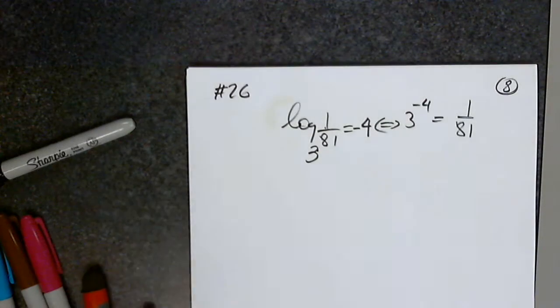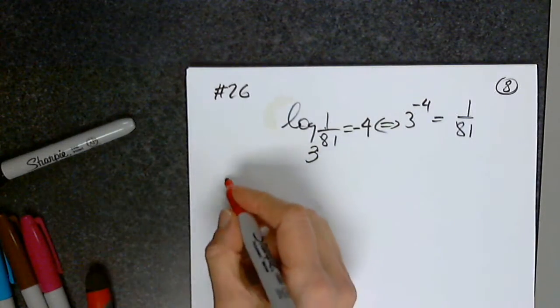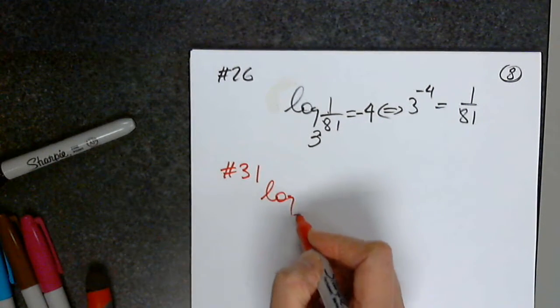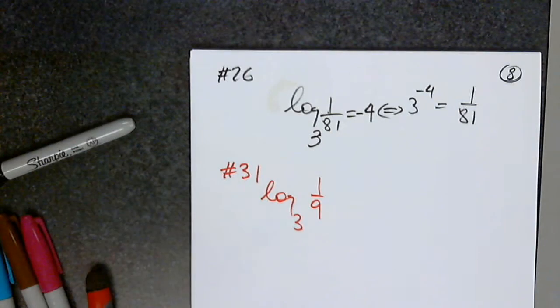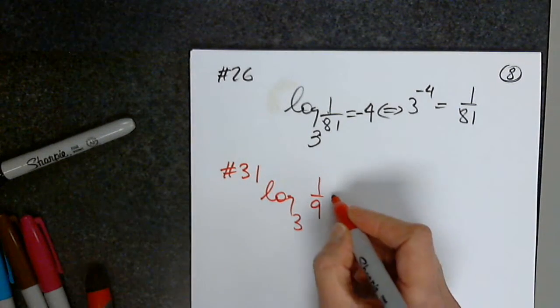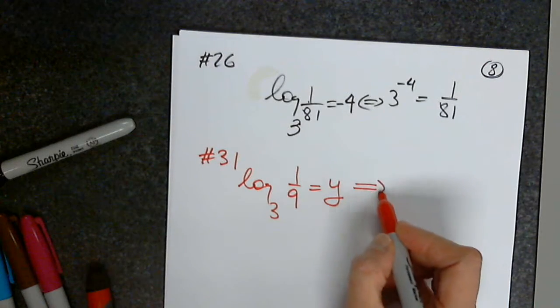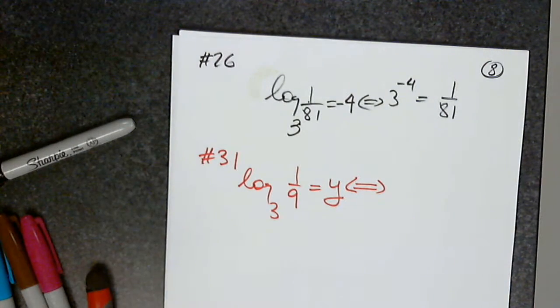Okay, so a different type of problem. Same idea, of course. Problem 31. Log base 3 of 1 over 9. I have no clue what this is. I'm going to call it y. And then I'm going to change this into an exponential equation that I hope to be able to solve.